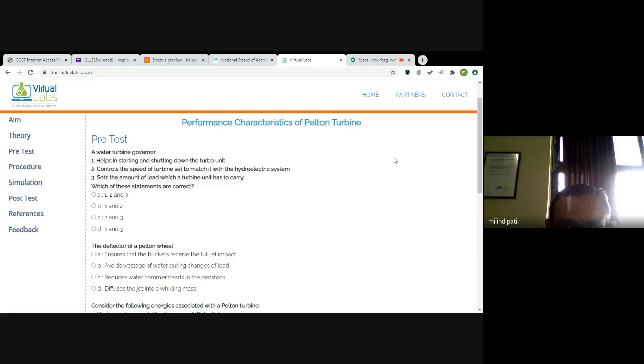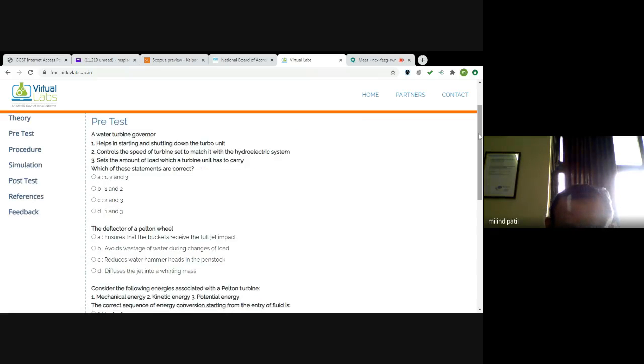Okay, the second question: the deflector of the Pelton wheel. See, I discussed many things about this Pelton turbine, but I did not talk about the deflector. This means I am expecting that you must be able to remember your theory hours of learning this Pelton turbine. Remembering that, tell me what the deflector of a Pelton wheel ensures. Does it ensure that buckets receive the full jet impact? Does it avoid wastage of water during the change of load? Does it reduce water hammer head? Does it diffuse the jet into a whirling mass?